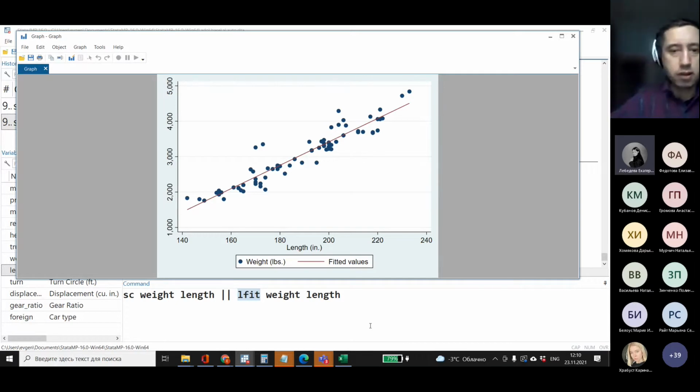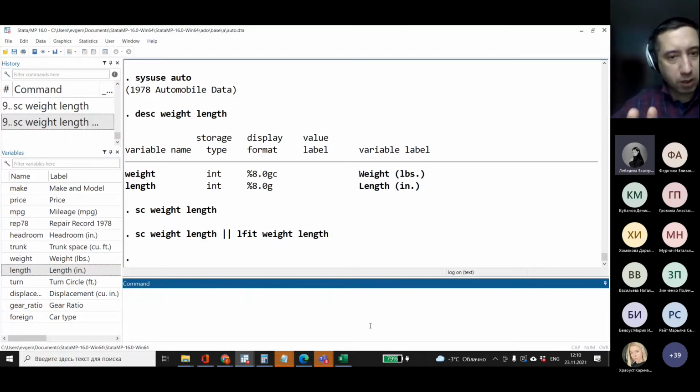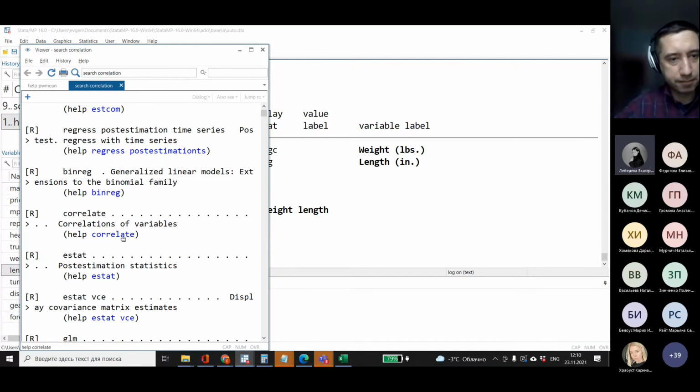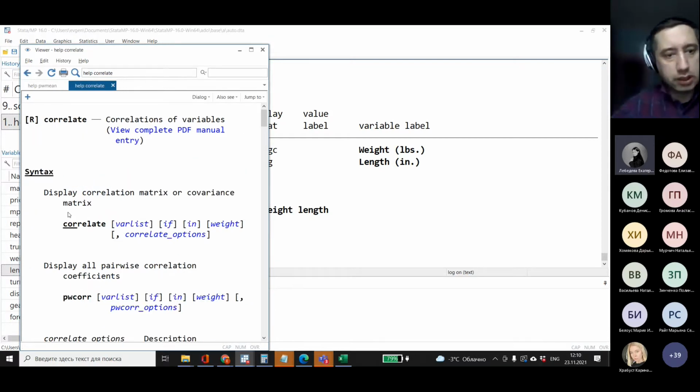Okay, good. Next, let's estimate correlation coefficients. To estimate correlation coefficients in Stata, we have several commands. The first command is cor, or correlate. Let me show you this command's help. Correlate is a set of two commands, cor or pwcor. We often use pwcor and rarely use cor.